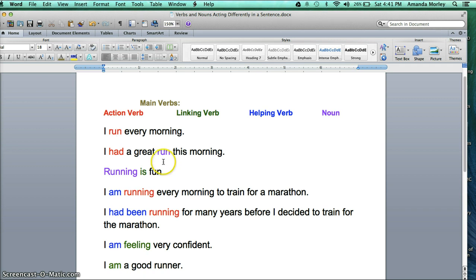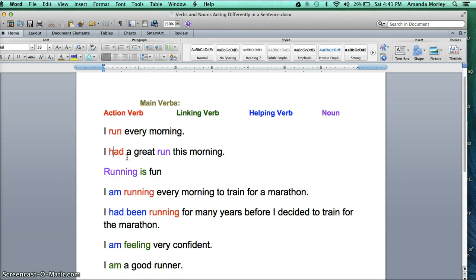Now in this next sentence, that same exact word run serves as a noun. Let's read it. I had a great run this morning. What did I do? I had something. I don't know what I had. What did I have? It's subjective. Remember, an object to a verb. What does that mean?